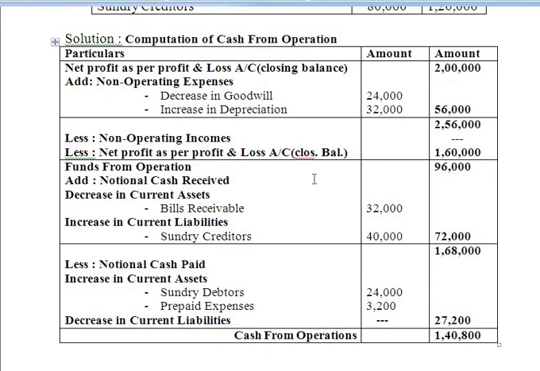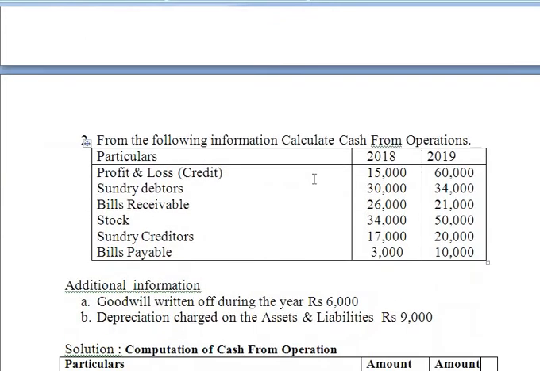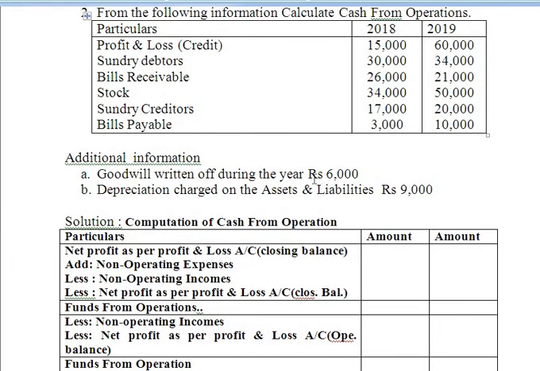So this is the 5 marks problem which had come in the 2019 question paper. Now the next problem we'll solve is the 2018 question paper problem, problem number 2.